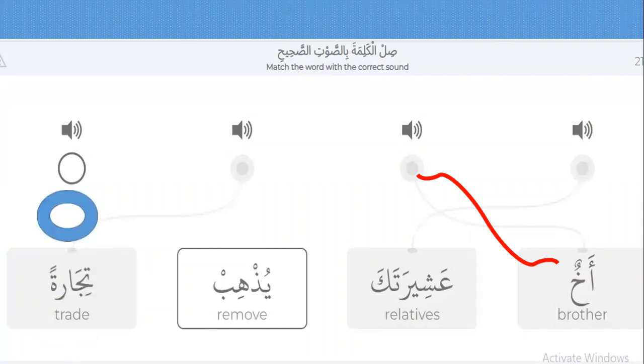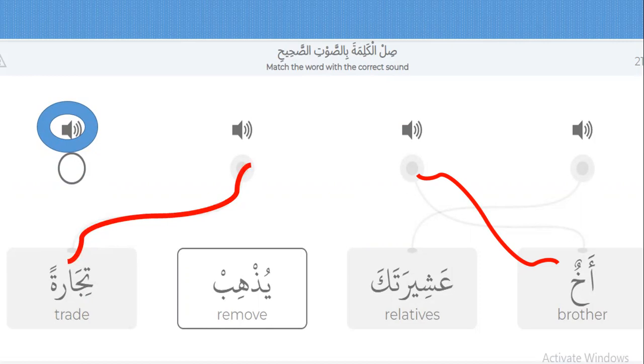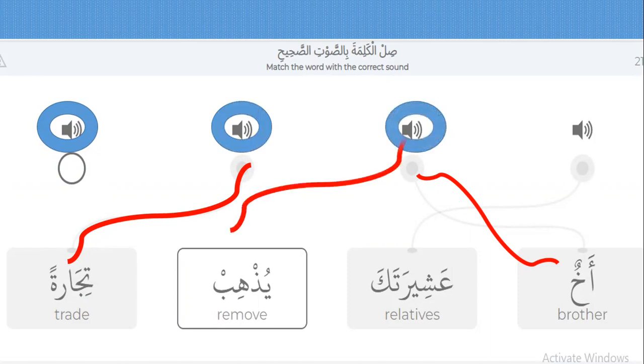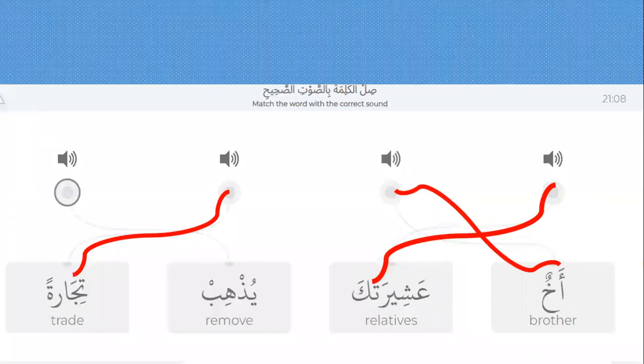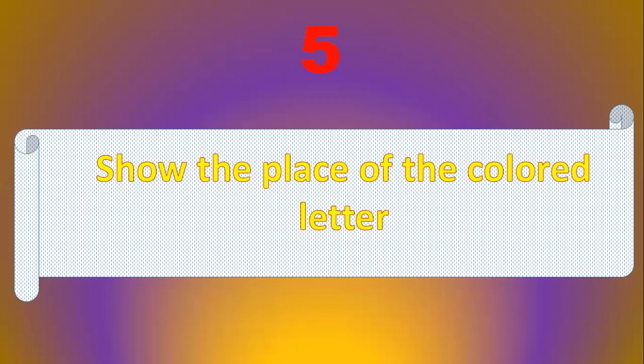Number three, Yuzhib. And Tijara. Where is Tijara? Where is Yuzhib? Yes, there is Tijara and there is Yuzhib. Okay. Good. Now let's go to the last question.